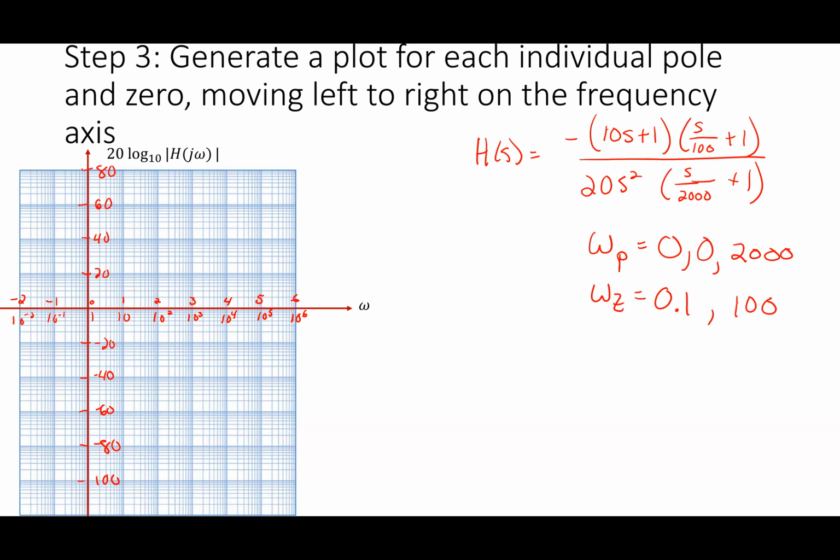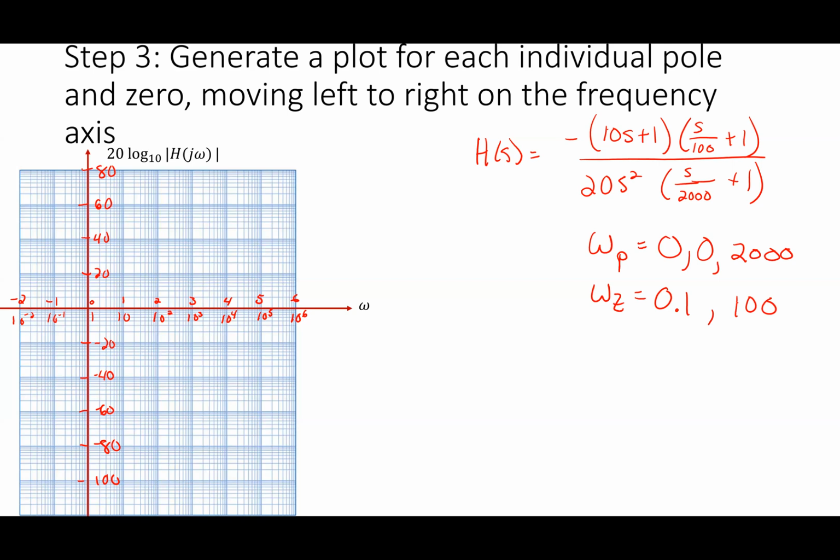Where's the pole at 2,000? Well, that's the s over 2,000. Where's the 0 at 0.1? That's the 10s, right? The s times 0.01, so the s over 100, that's the 0 at 100. S over 100 plus 1 is the 0 at 100.